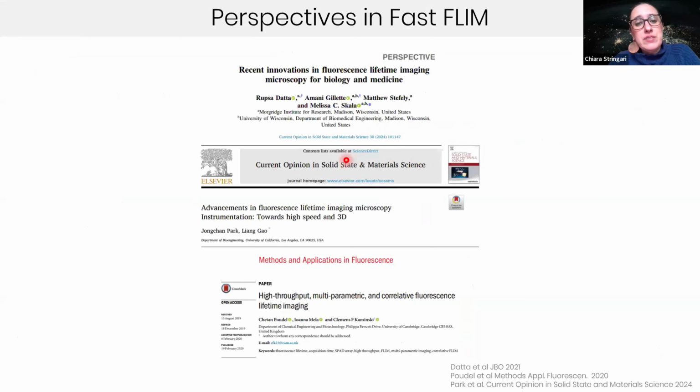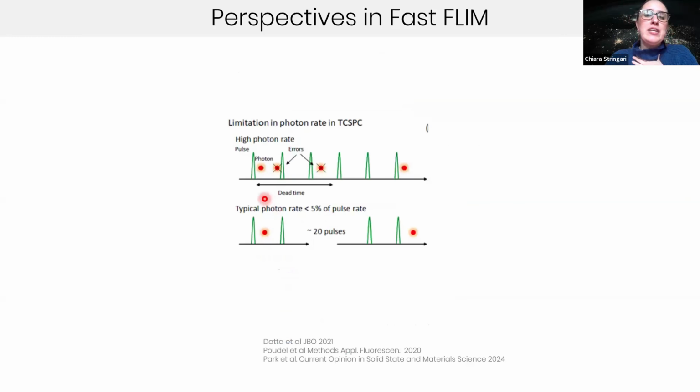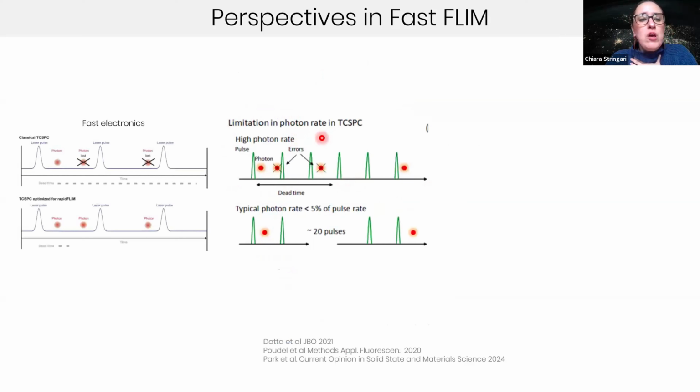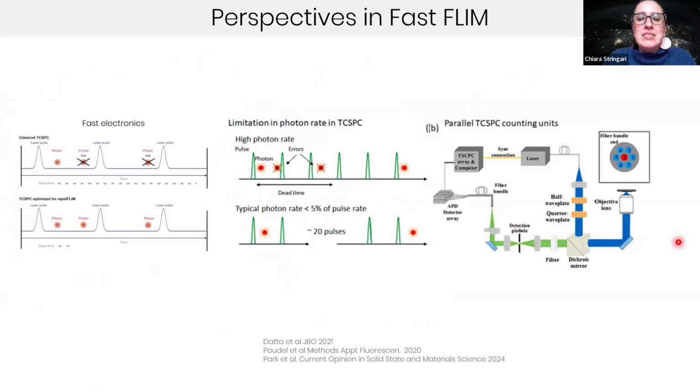So here there are three recent reviews on fast FLIM. Now in the field, there are many different technological advancements to push FLIM to go faster in terms of hardware and microscopy and applications. But as I said before, the main limitation in classical time-correlated single photon counting is that the electronics is slow. So there are new electronics, but to go even faster, you can think about parallelizing the collection, so parallel units of parallel detectors.